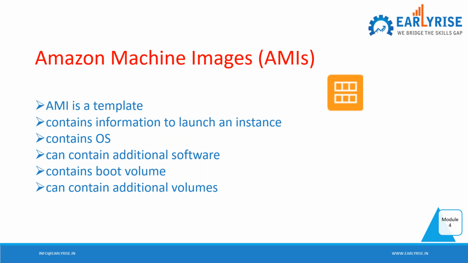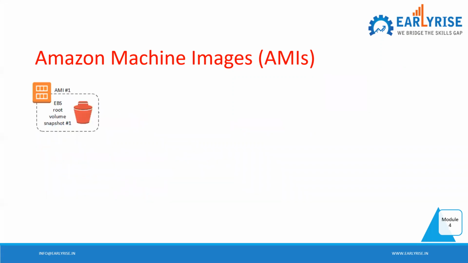It's up to you. So what happens in AMI? You have your root volume. So you understand the concept of snapshot, right? Snapshot will be a point in time copy of your EBS volume. So you have your volume, and with that, one snapshot will be created. That snapshot is the basic building block of the AMI.